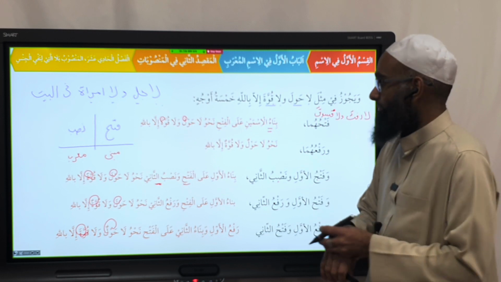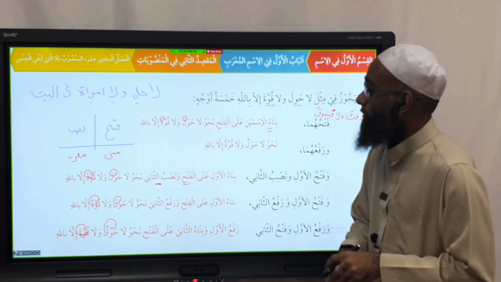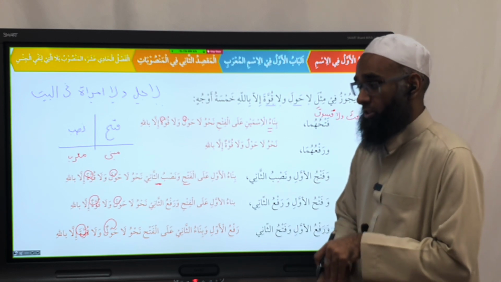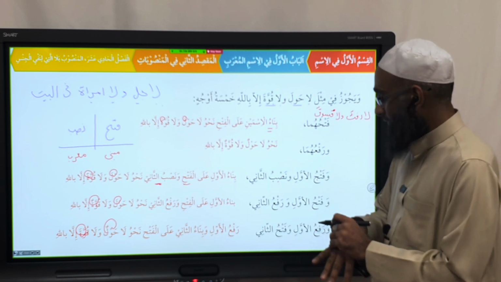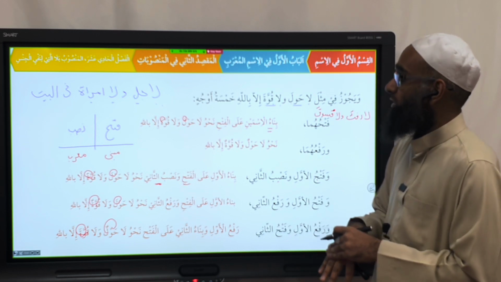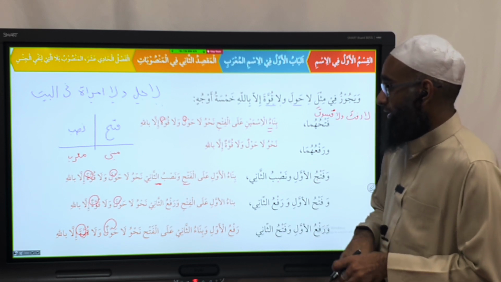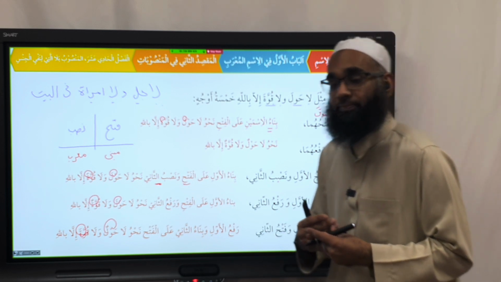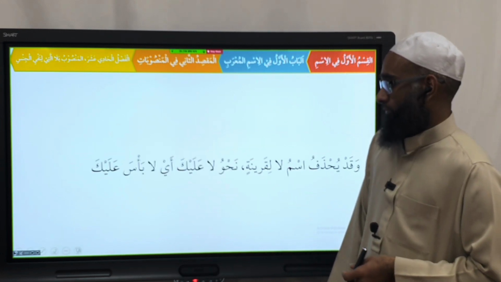The question being asked is, if you change the i'rab, will it have a different meaning? The answer is I don't know. I've never come across it. I don't know if the change in i'rab will have a difference in meaning. Okay, any other questions?